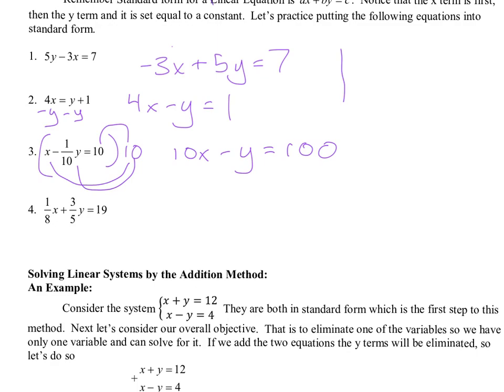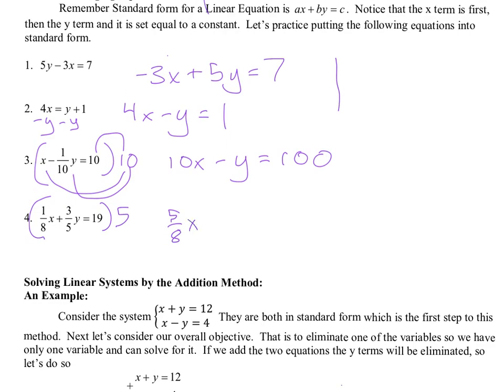Now, number 4 here is in standard form, kind of. It has the fractions, so we have to get rid of those. So I'm going to multiply the whole thing by 5. And that's going to get rid of the 5 denominator. So I now have 5 times 1/8, which is 5/8 x plus 3y equals 19 times 5. So that's going to be 100 minus 5, which is 95.